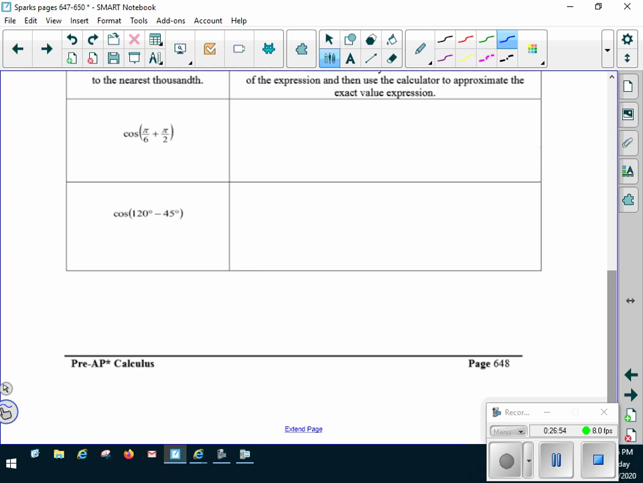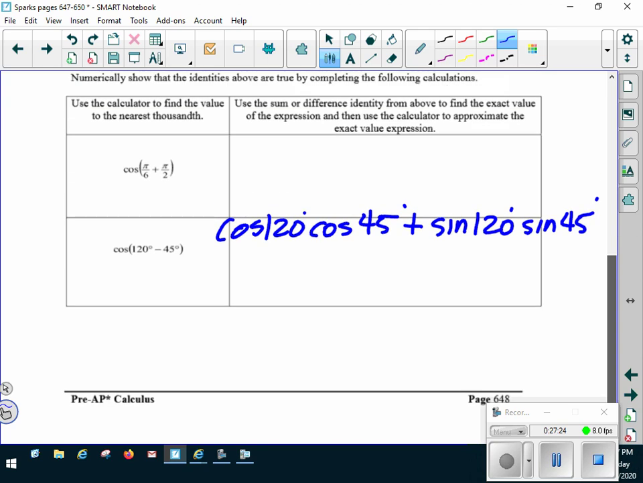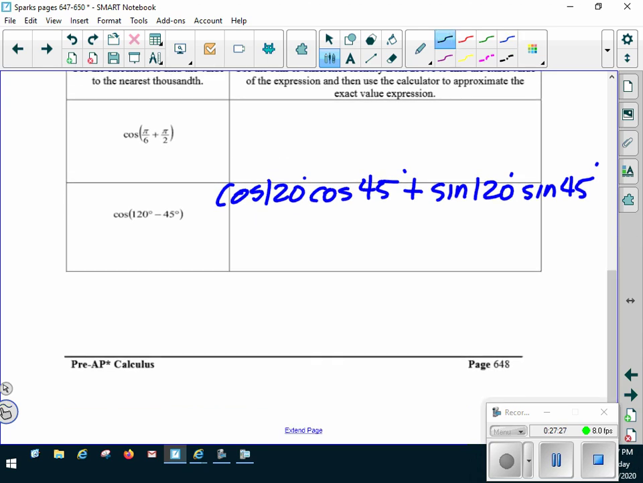Okay, last one on this page. Here we go. Cosine of the first, cosine of the second. When the trig functions stay the same, the plus minus changes. Sine of the first, sine of the second. Now I know everything there is to know about 45 degrees, but I got to think about 120 degrees.